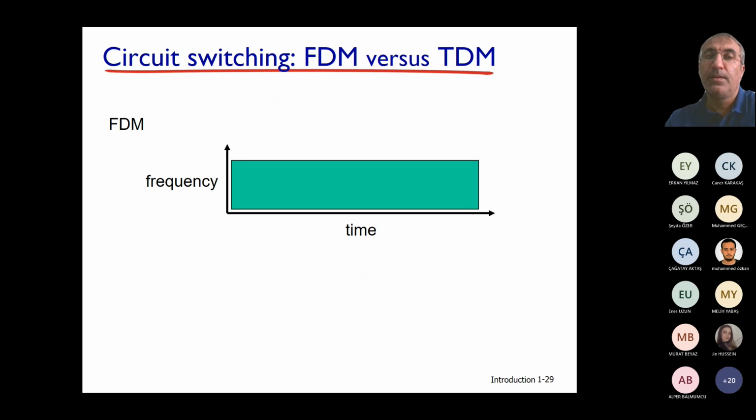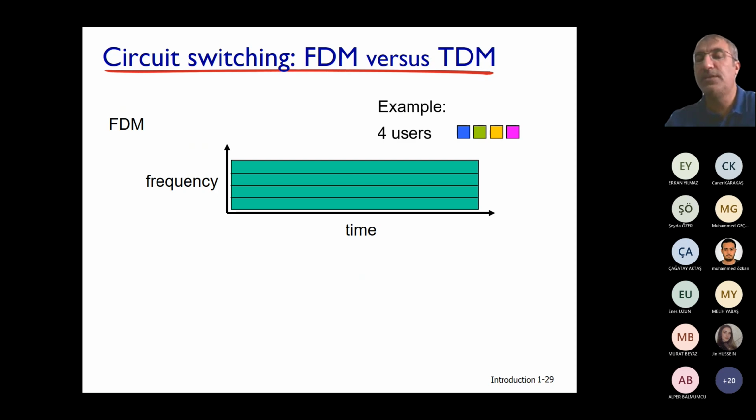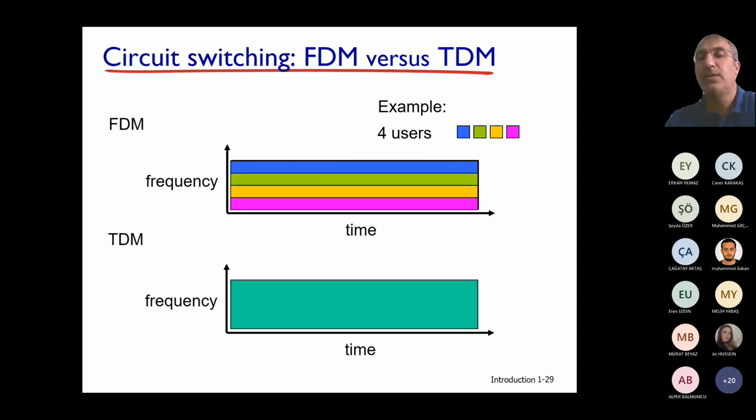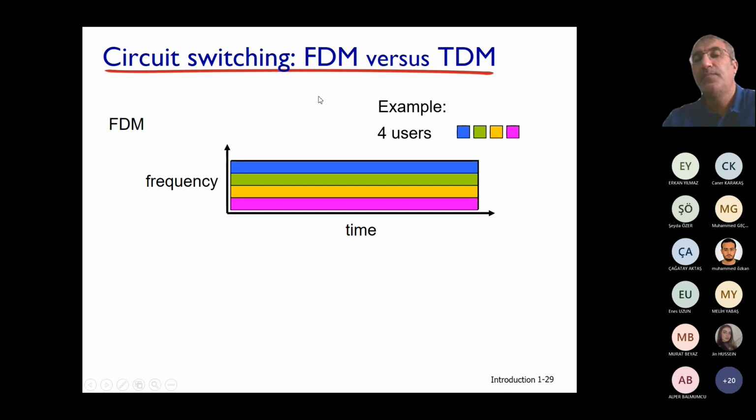In circuit switching, we have two different types of multiplexers. The first one is called frequency division multiplexers. The second one is called time division multiplexers. As you see, let's first explain the FDM.